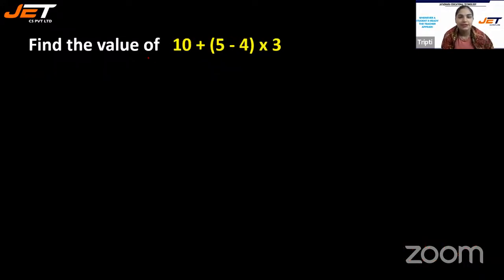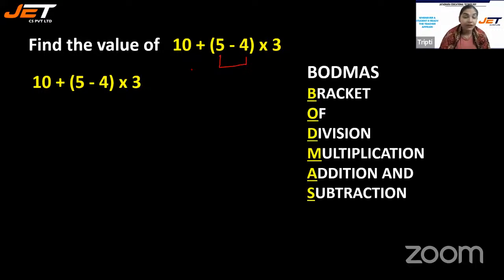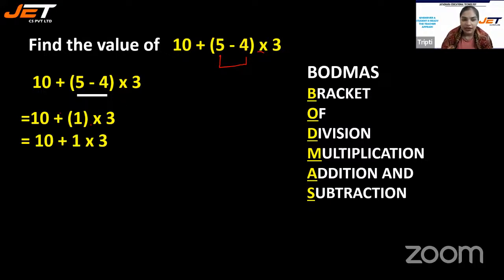Perfect. Let's do this. 10 plus bracket 5 minus 4, times 3. First we are going to solve the bracket. 5 minus 4 is 1. Okay. 10 plus 1 times 3. So 10 plus bracket 5 minus 4 is 1, times 3. I'll remove the bracket and just write 1 like that. So 10 plus 1 times 3.